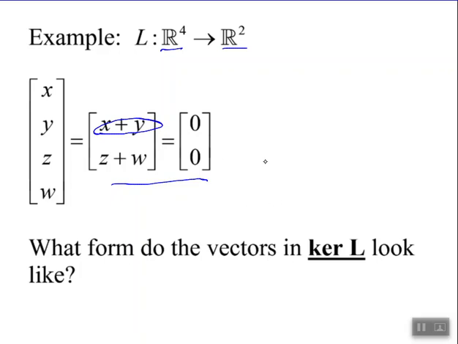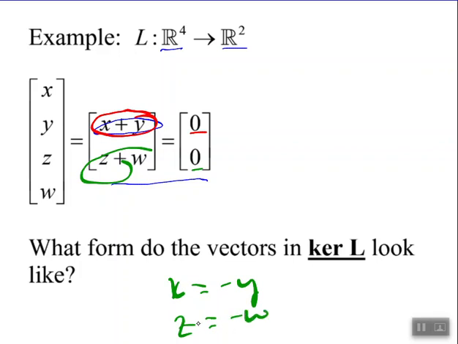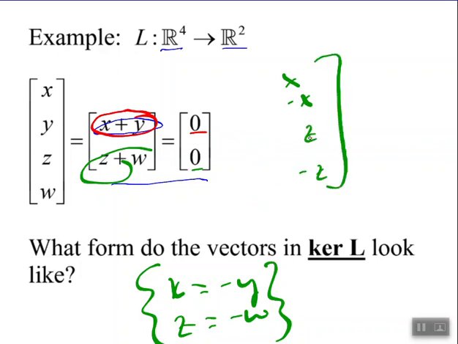So we've already answered the question of what they look like. It's telling you that we're going to add those first 2 variables together, get out 0, and add those second 2 variables together, and get out 0. So what do they look like? Well, x has to equal negative y, and z has to equal negative w. That's always going to give you the null space. So those vectors are going to look like x, negative x, and z, negative z. That's the form that those vectors are going to take, right?